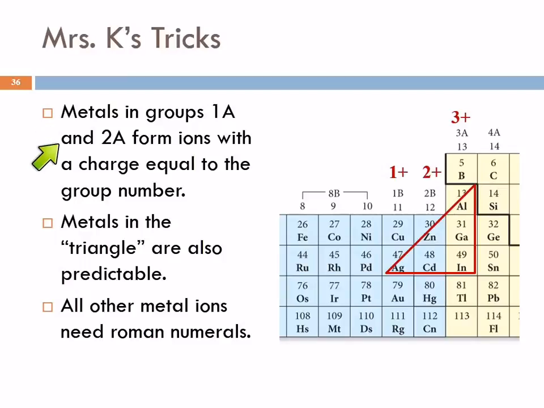So groups 1A, 2A, charge equals the group number. And then we've got that triangle, and anything else needs a Roman numeral in its name. And I'll be saying groups 1A, 2A, 3A, zinc, and silver so many times today that you'll probably remember it.